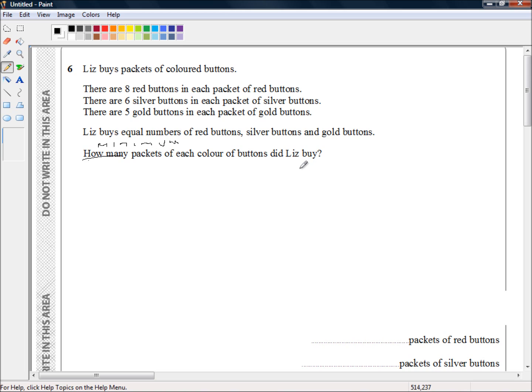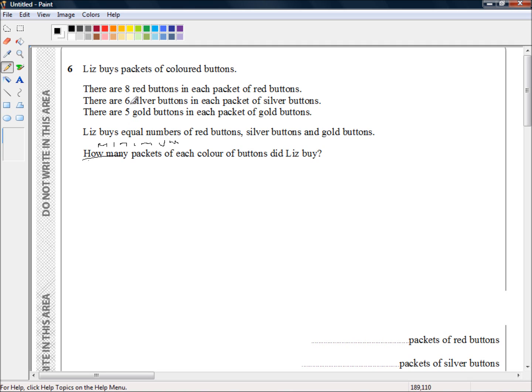Okay, as soon as I read that, flashing lights and alarms went off in my head, because there's an infinite number of answers to this question. So I had to go running to the marking guide to find out what the examiners wanted from us. What they're actually looking for is the minimum number of packets of each colour that would allow her to have the same number of red, silver and gold buttons. So for that we're going to need to find the lowest common multiple of 8, 6 and 5.